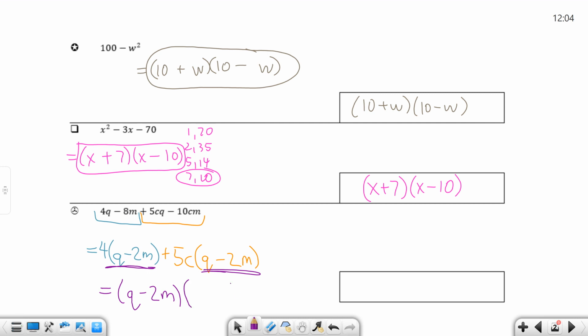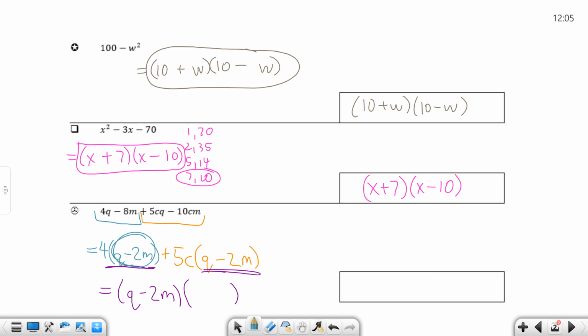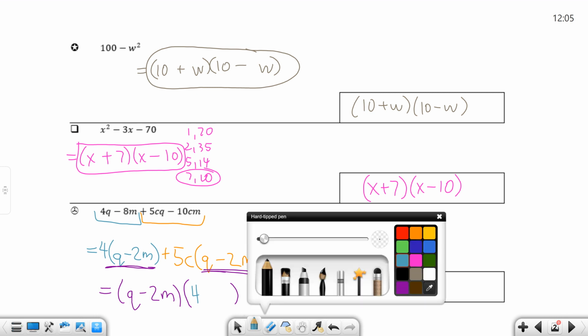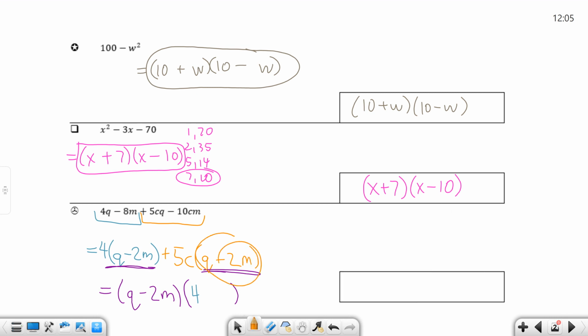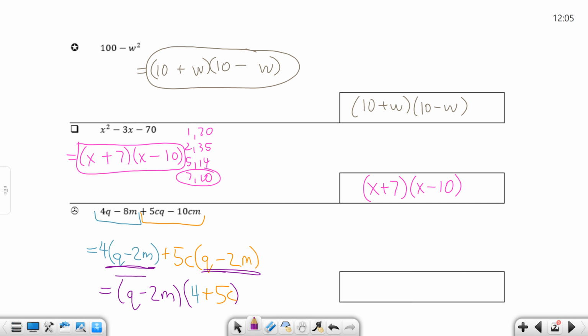So now I come back and say, okay, what's left over? Well, I took this out of this, right? So what's left over here? The 4, right? So then I'm going to have a 4, and then I'm going to go over to the orange side. What did I take out? I took this out right here, right? So what's left over? Plus 5C. So we're going to put plus 5C. And that is your final answer.